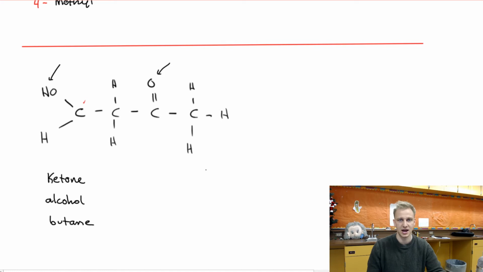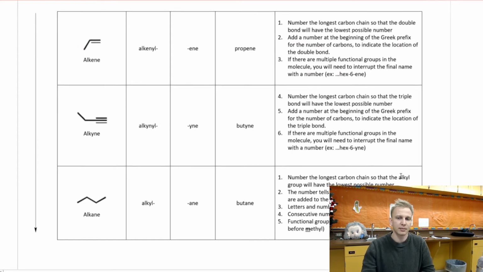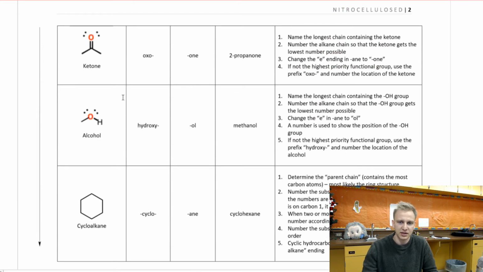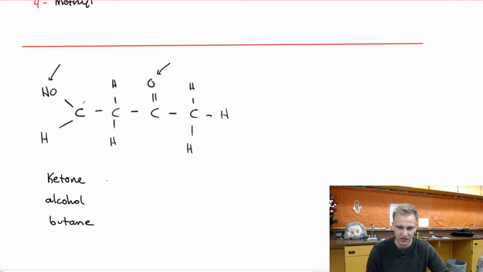So that's a butane. And again, that can change. The E might change. We don't actually really know. Now, the two groups that we really need to consider are a ketone and an alcohol. We need to consider what numbers we can give them. If we scroll up a bit, we can see that a ketone has a slightly higher priority than the alcohol. And so what we're going to use is this ONE ending. So for the ketone, we want to use the ONE. For this alcohol, because it is a lower priority, we are going to use the hydroxy prefix.